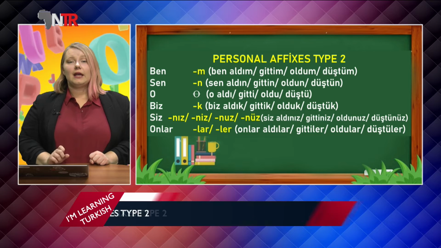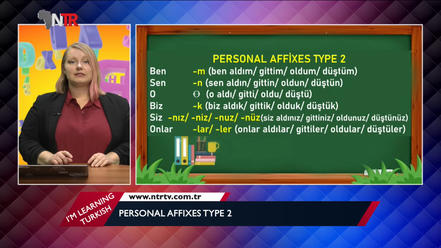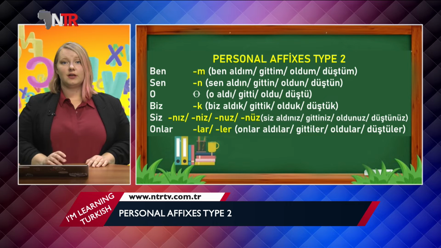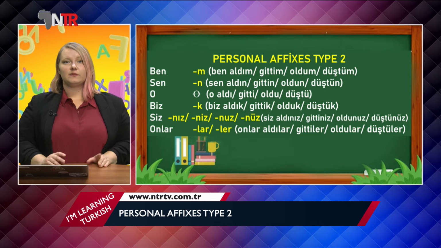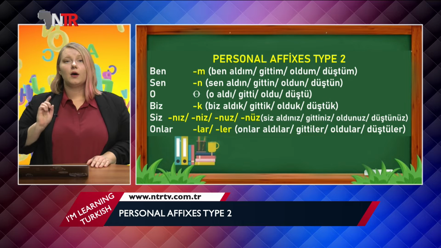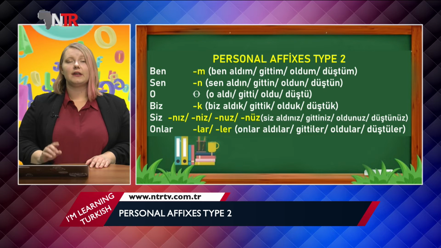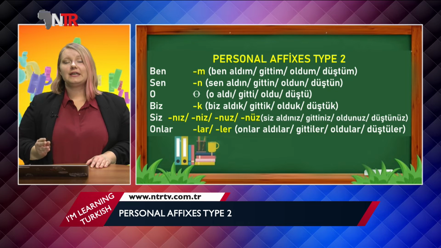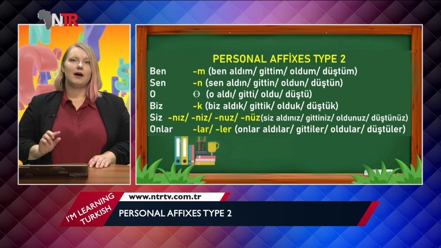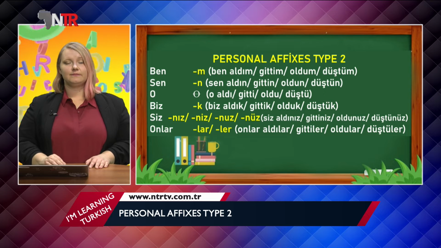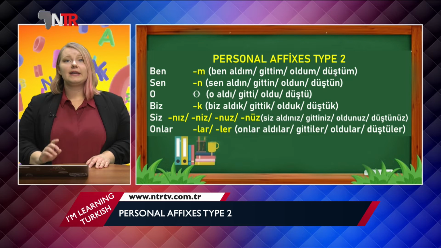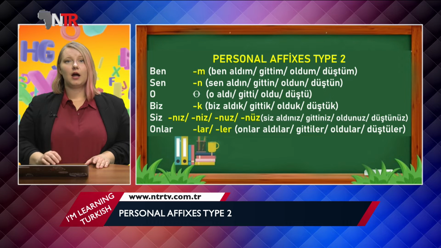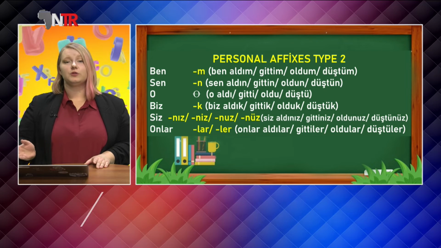So we kind of talked about personal affixes type 2. What is that? Because we already learned personal affixes. What happened? The fact that our past tense is finished with an affix which ends with a vowel made Turkish change personal affixes a bit for past tense. So, to say what I did something, we will just add m after our past tense affix.